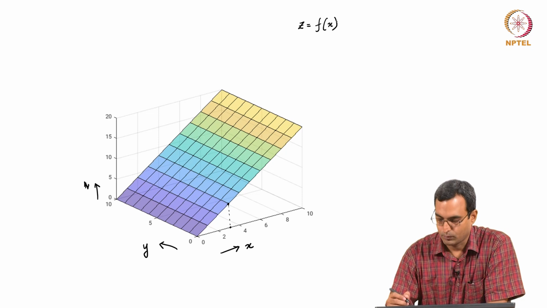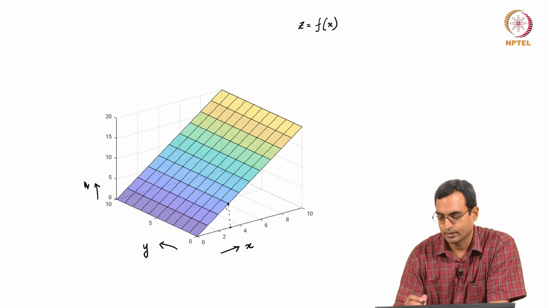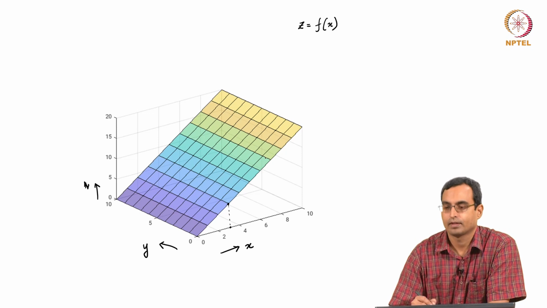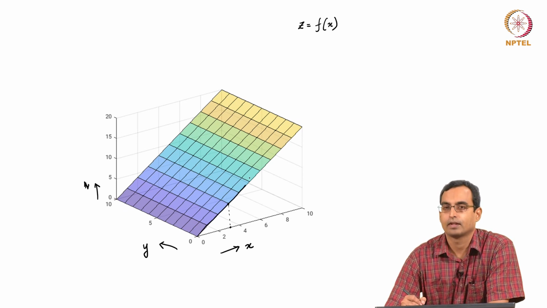So, this is what we would say, and if we were to look at small changes along x, or in this case, because the slope is constant, if I take any of these over here, this is a straight line. So, the slope is constant.